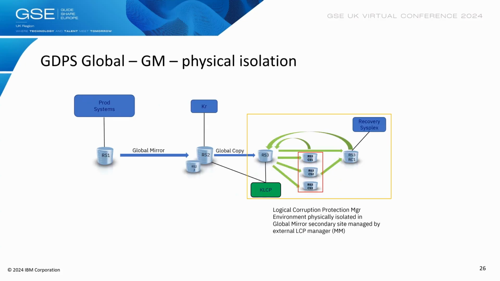Now, this is a GDPS Global GM solution with physically isolated LCP. So this time, the LCP environment is not directly implemented on the secondary global mirror disk. There is a global copy session that makes a copy of the RS2 data into a separated environment. Of course, it means requirements for additional disk subsystem, additional CPU for the recovery sysplex.